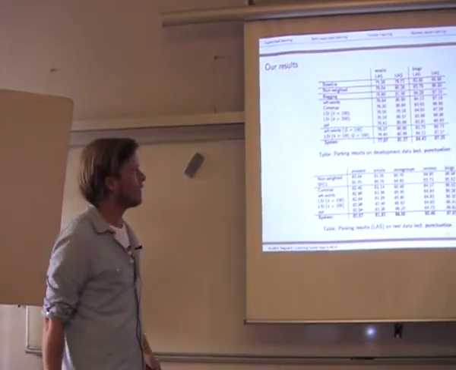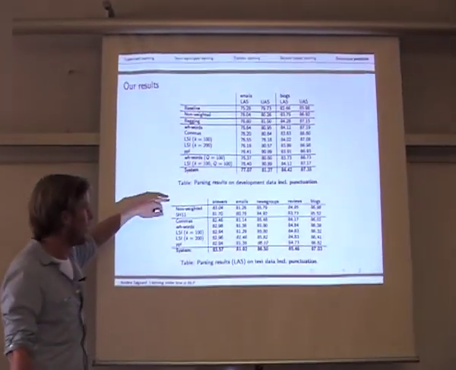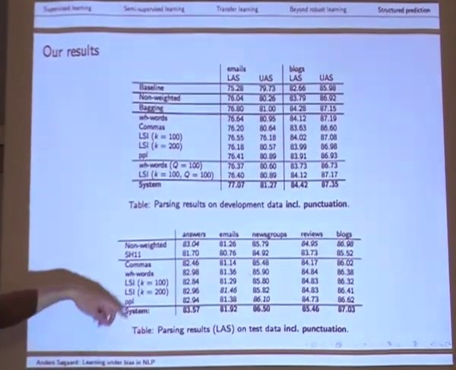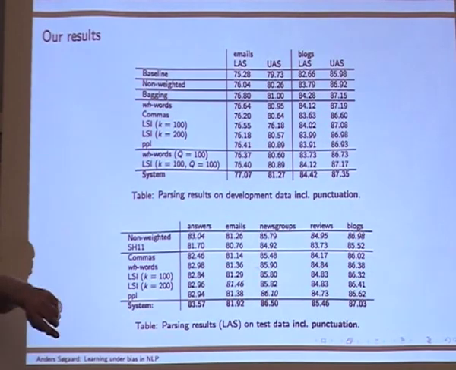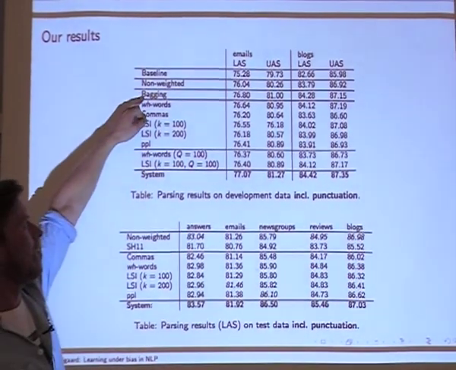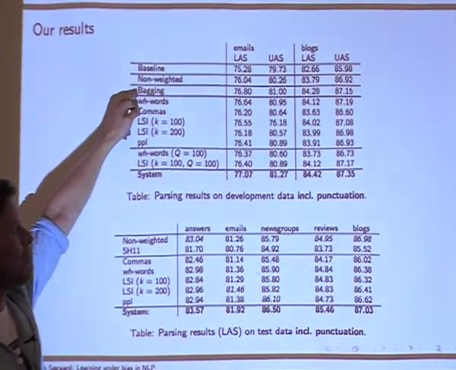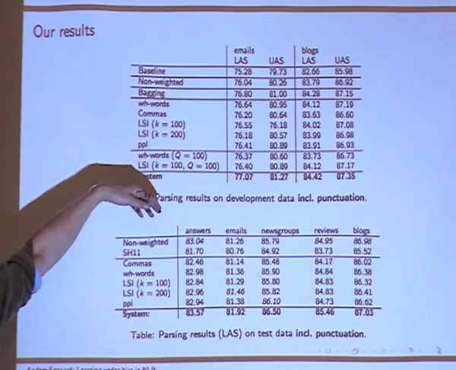These are the results. I'm not going to go too much into them, but what you see is that we got some nice improvements over the non-weighted case, both for the development data and for the test data. An interesting thing is that it's not just about combining parsers, because if you do standard ensemble methods like bagging, you get some improvements, but not as much as you do with importance weighting.